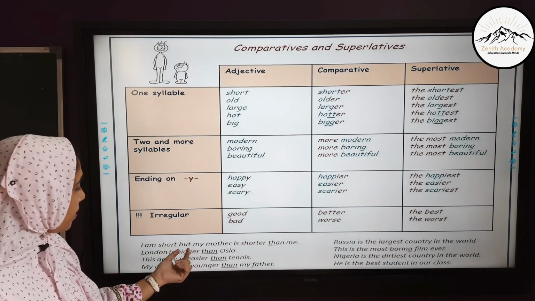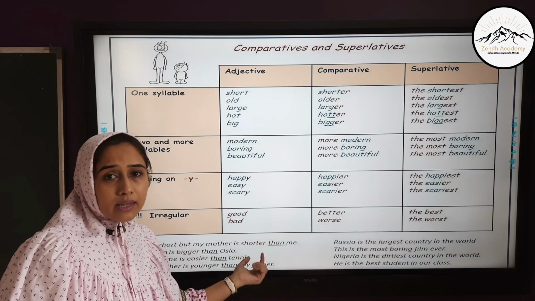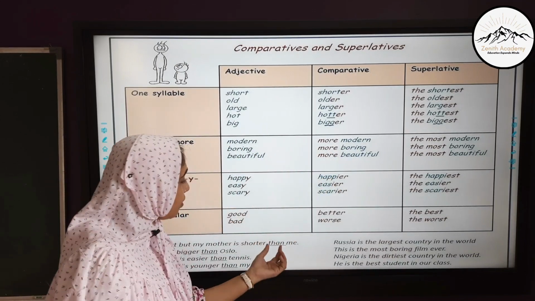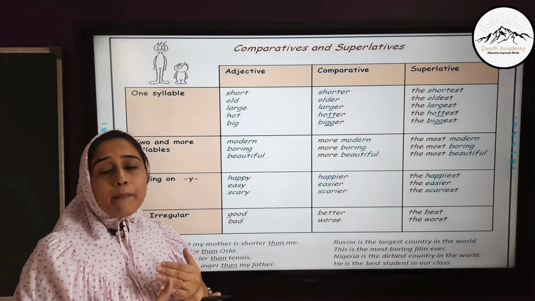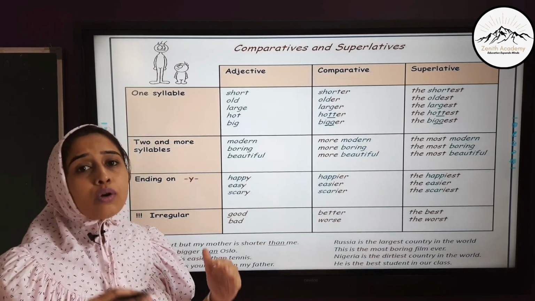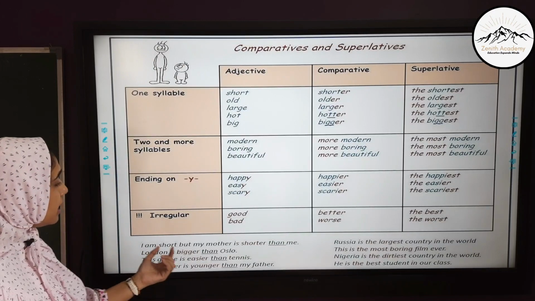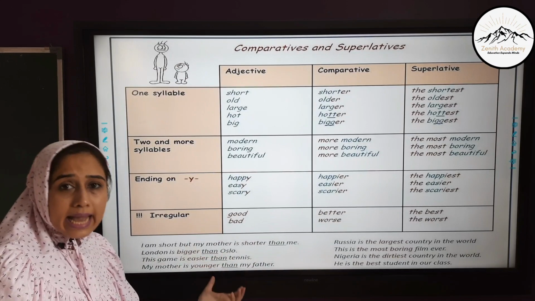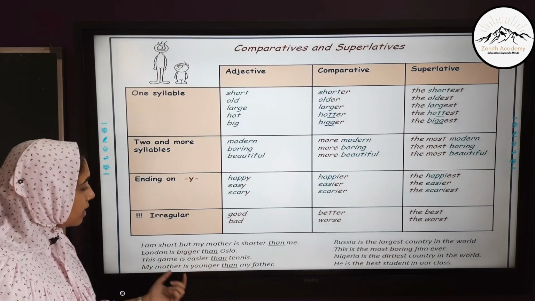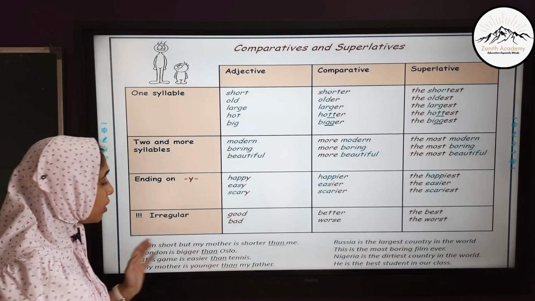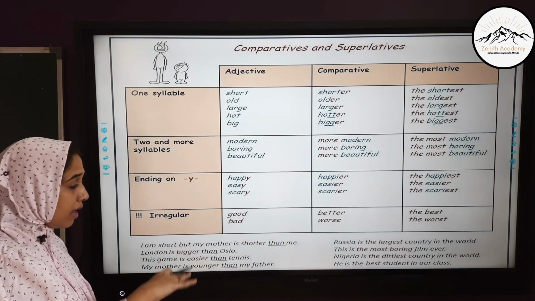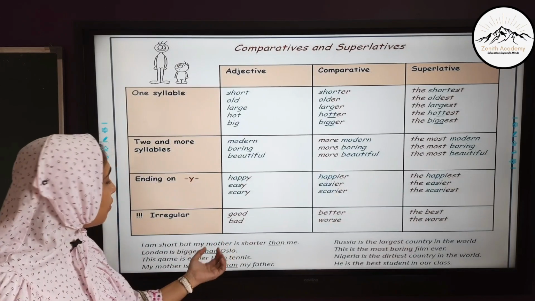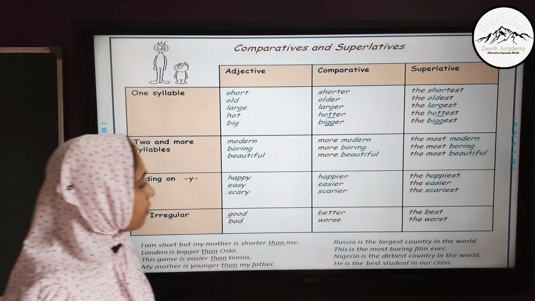Also, just see these few examples. I am short, but my mother is shorter than me. Whenever we are using comparative degree, it will have the word than, because we are comparing two particular things or two sets of things. London is bigger than Oslo. This game is easier than tennis. My mother is younger than my father, because we are comparing two things and one of the things is at a higher caliber or higher level than the other. That is why the word than is used.